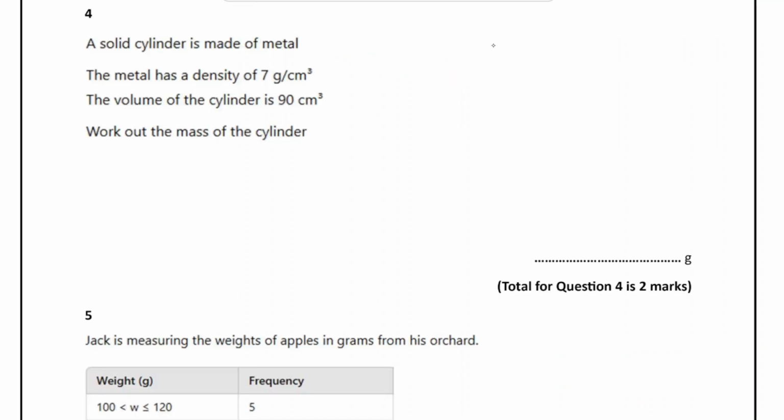Question 4 is very straightforward. We just need to do the mass equals density times volume. So hopefully you know the formula for that. We just need to do mass is equal to 7 times 90, which gives us an answer of 630 grams.